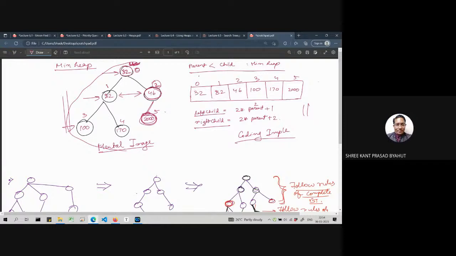So see, it's holding, right? Check, be sure about it. Take any node, let's say 32. Put the value parent is 0, what would happen? 0 means 1 is the left child, so index position 1 value is the left child, and index position 2 value is the right child. So what is the index position 1 value? 82. And what is the index position 2 value? 46. So 82 is the left child, 46 is the right child. Go to the tree and validate. 82 is the left child, 46.